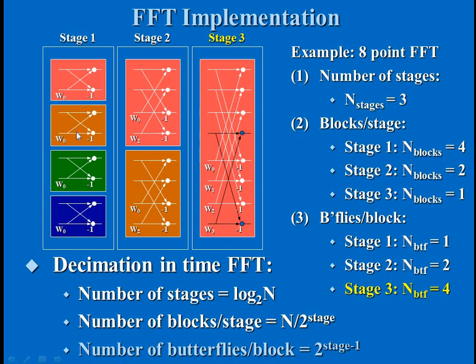And the third one is we have to find the number of butterflies. We know the formula is n by 2. We have to maintain n by 2 for all the stages, and we are going to check the number of butterflies per block. So we have 4 butterflies, right? Here the number of blocks is 4. So 4 by 4, we are having 1 butterfly per block. And here in stage 2 we are having 2 blocks. So 4 by 2, it is 2 butterflies per block. And here we are having only 1 block, so 4 by 1, it is having 4 butterflies in a block. Okay, so this is the implementation of the DIT algorithm.